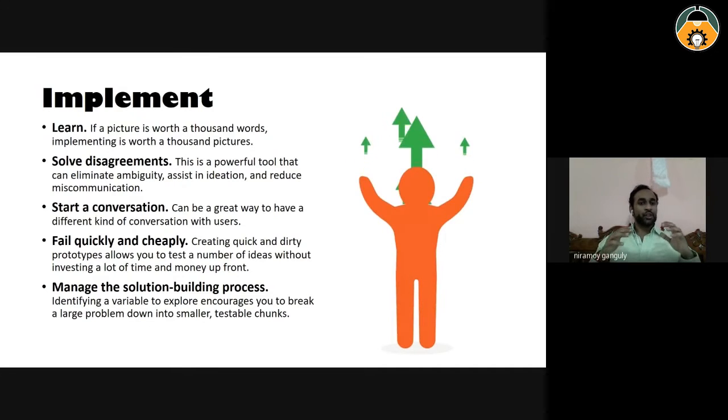Then you solve any disagreements when you're implementing your ideations. And also in doing so, you start a conversation on whether what you have created is usable, or there is scope to improve further. And when you're implementing, it's always important to fail quickly and cheaply, so that you can keep ideating and improving on the tool itself.